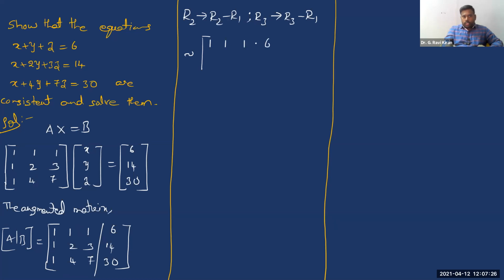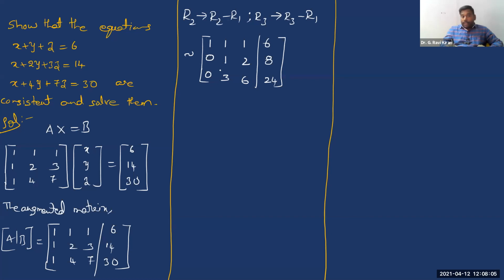First row, we are not changing. Then the second row, R2 minus R1: 1 minus 1, 0. Then 2 minus 1, it is 1. Then 3 minus 1, again, it is 2. Then 14 minus 6, we'll get 8. Next the third row, R3 minus R1: 1 minus 1, 0. Then 4 minus 1, it is 3. And 7 minus 1, it is 6. And here it is 30 minus 6, 24. So this is the new matrix after making these operations.